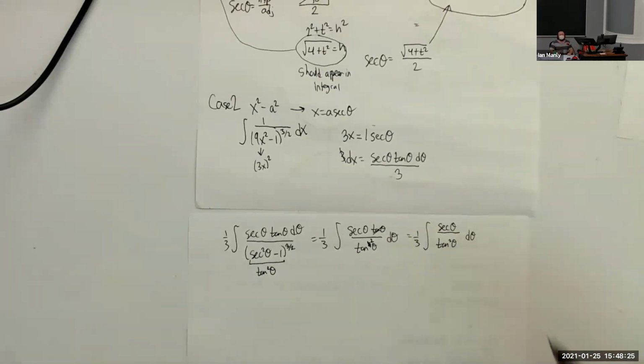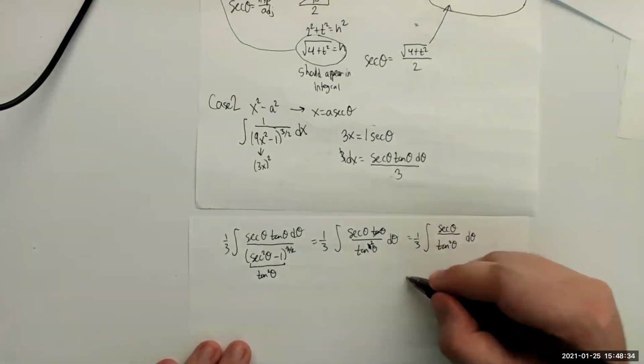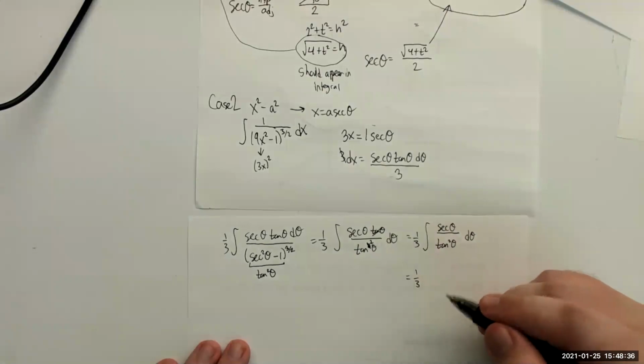One thing to do when you're in doubt with a trig integral is to turn things into sines and cosines and see if maybe something will cancel out. So that's what I'm going to do here.